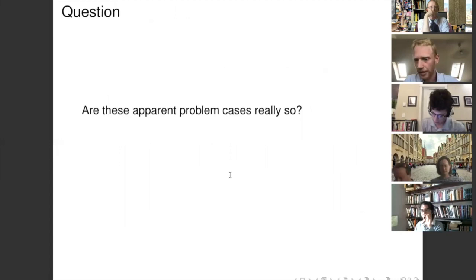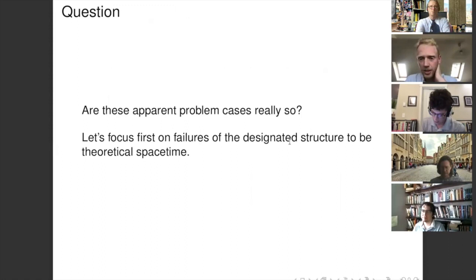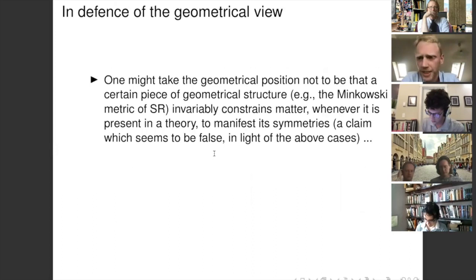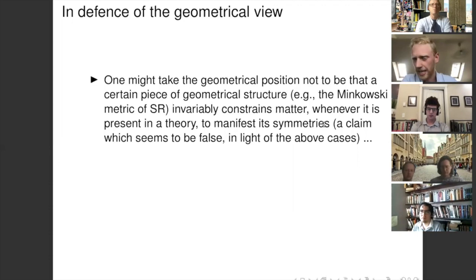Let's first focus on the failures of pieces of structure to be theoretical space-time, cases in which the dynamical symmetries seem to come apart from the space-time symmetries. So far, when we think again about that Brown and Pooley quote, like how is this explanation supposed to work, we seem to be taking the geometrical position to be the view that a certain piece of structure, say the Minkowski metric of special relativity, is invariably constraining matter whenever it's present in a theory to manifest its symmetries. But that seems to be a bad way of understanding the geometrical approach, because there just seem to be problem cases where this is false, where say you have a Minkowski metric, but matter isn't adverting to it. So insofar as that's the geometrical view, I agree, it's bad and it fails in light of these problem cases.